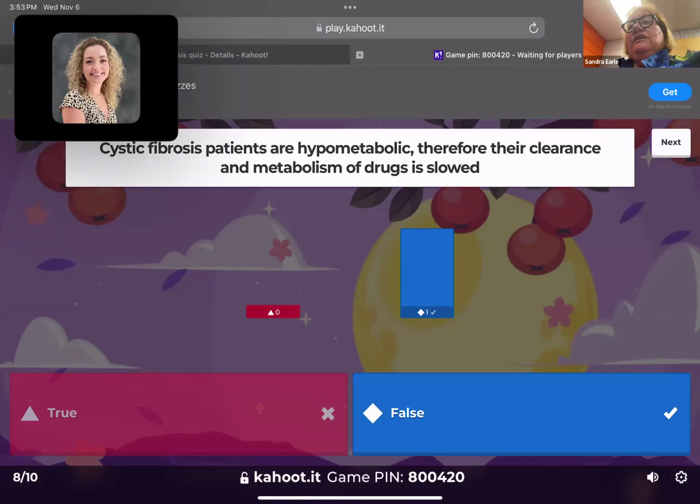Since clearance is increased, in order to get the same Css average, we have to give more drug, and their half-life is shortened, so we have to give it more often. We often have to give it for longer too, especially antibiotics, because the microbes are more resistant.